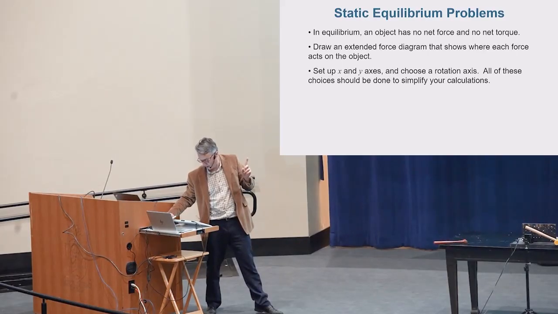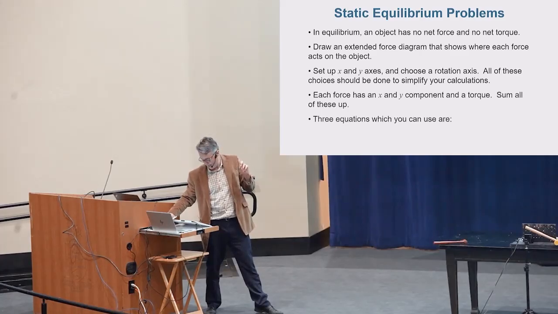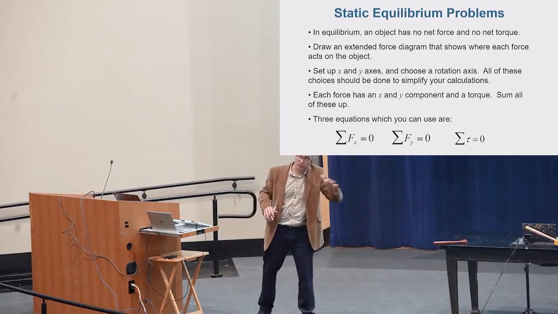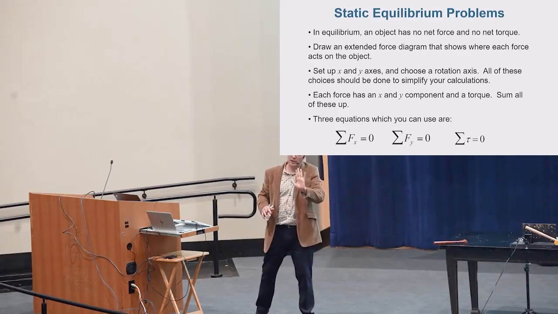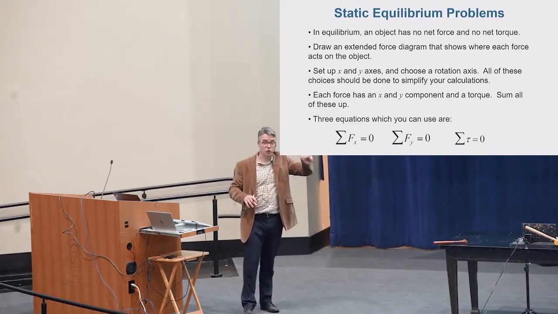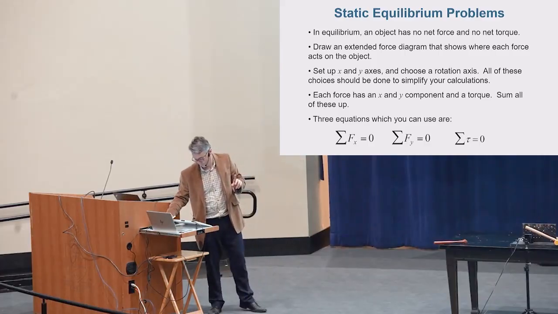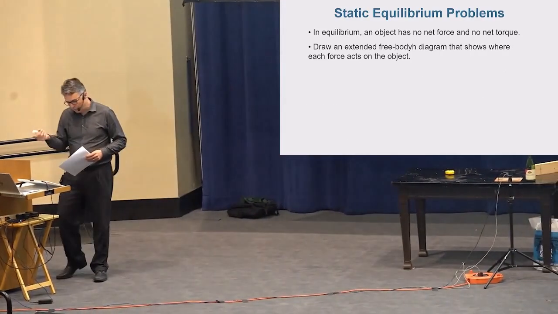where each force acts on the object, you set up your xy axes, you put a pivot point, and then you have three equations. The sum of all the forces in the x direction is 0, the sum of all the forces in the y direction is 0, and the sum of all the torques, which can be positive or negative, have to also be 0. In equilibrium, an object has no net force and no net torque.